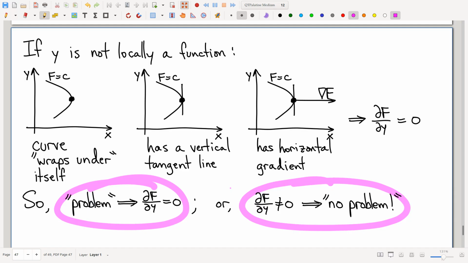This is a simple little algebraic test, right? I'm going to take the function whose level set I'm interested in. I'm going to take that function, I'm going to compute the y partial, I'm going to look and see if I got 0 or not, and if I didn't get 0, I'm going to declare all is well and good, and we can proceed taking derivatives because it is a function. You can totally talk about all is good, go ahead, compute however you like. Everybody happy?